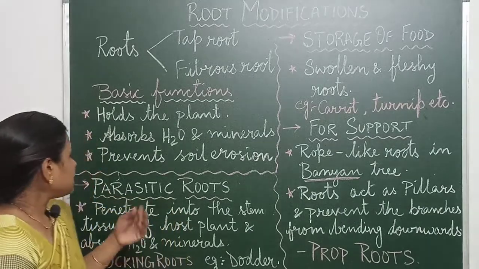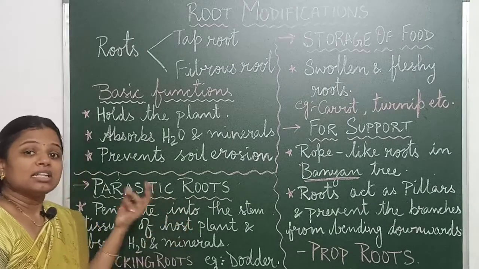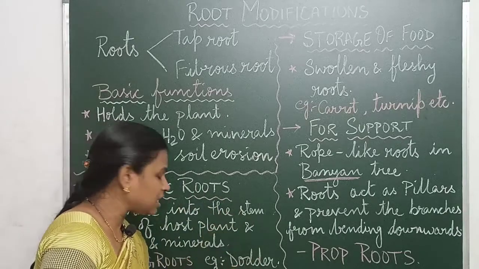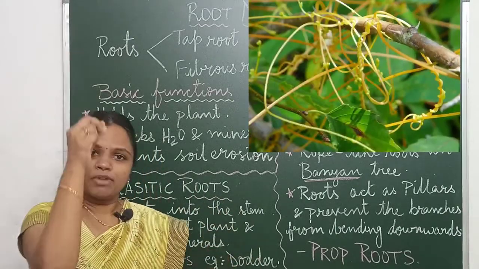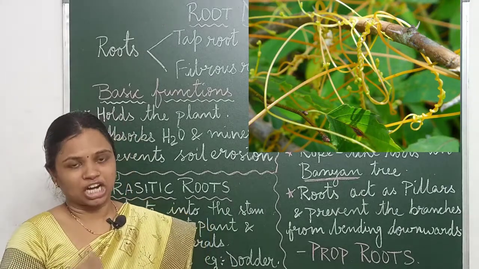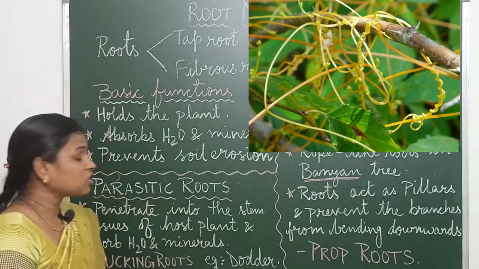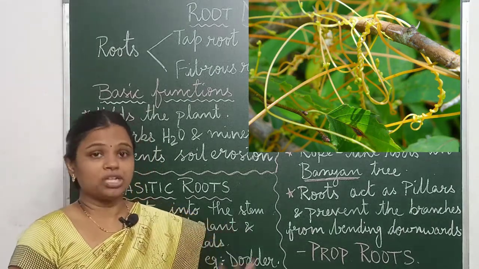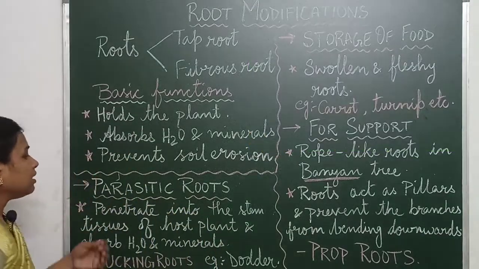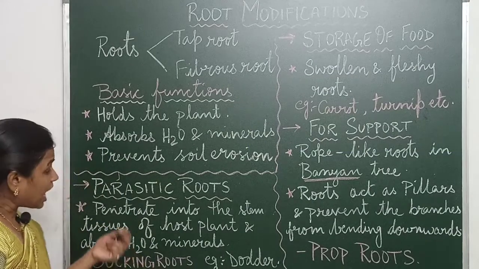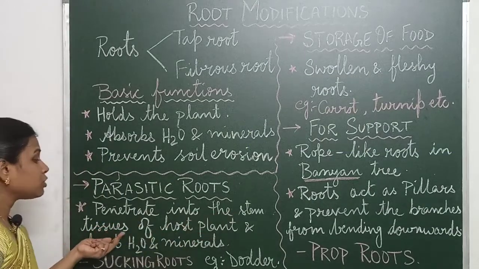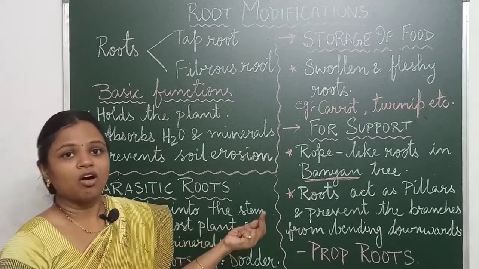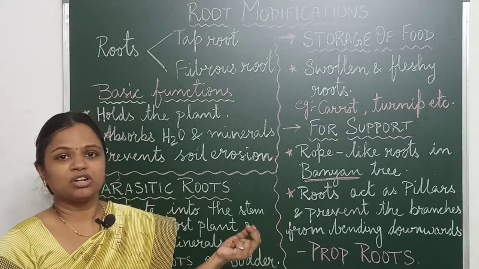Now, these parasitic roots are seen in the plants which depend on other plants. One such example is dodder. Now, dodder is a very thin yellowish colored plant which we often see twirling around other big plants, bigger trees rather. This plant has tiny roots which penetrate into the stem tissues of the host plant. Host plant here is nothing but the bigger tree or the plant onto which the dodder twirls around.